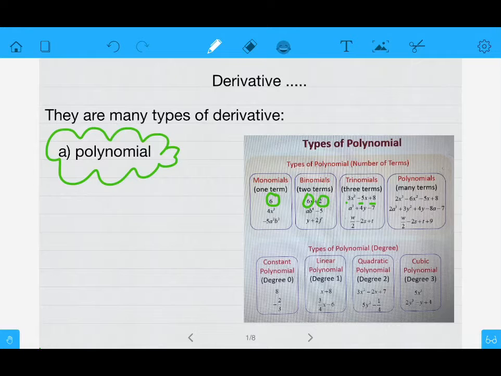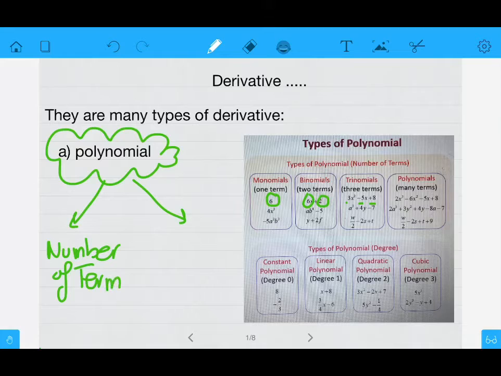Okay, and the other type of polynomial is by the degree. If you have degree 0, we say constant. If you have 1, linear. If you have 2, we say quadratic. If you have 3, we say cubic. If you have 4, we say fourth degree. Okay, this is the polynomial. We have two types: the number of terms, and the second one is about the degree.